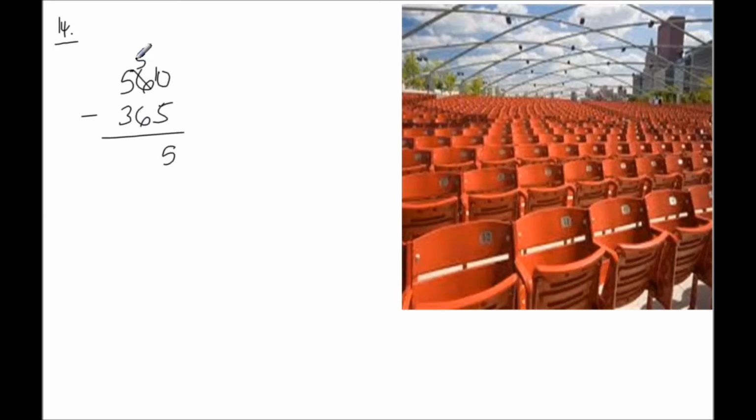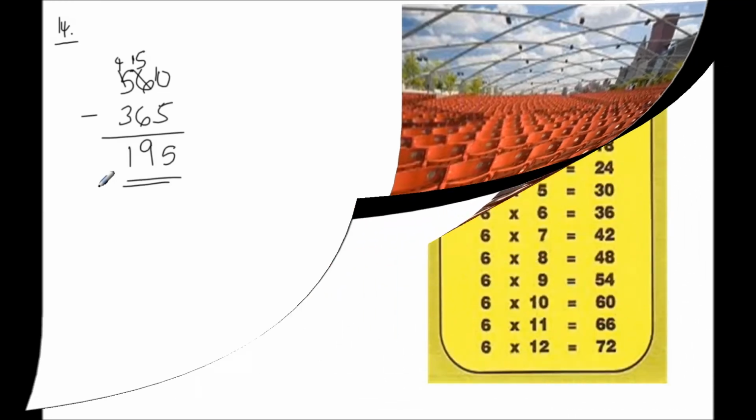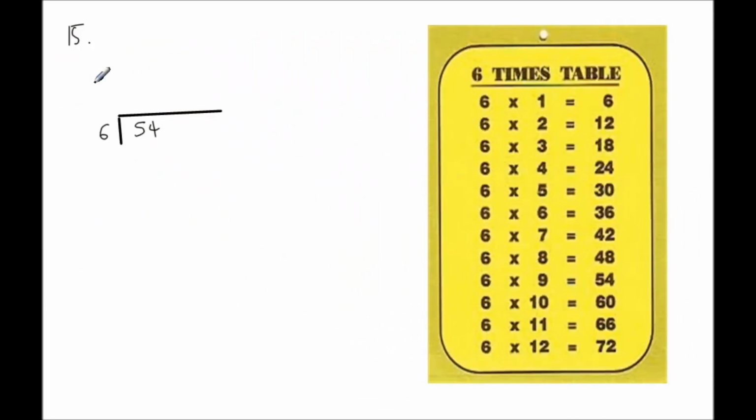6 cannot be taken from 5, so we'll take 1 from the 5 next to it, leaving 4. That one coming over here becomes 15. So 6 from 15 will leave us with 9, and 3 from 4 will leave us with 1. Our answer, 195. Number 15 is asking us how many times can 6 go into 54.